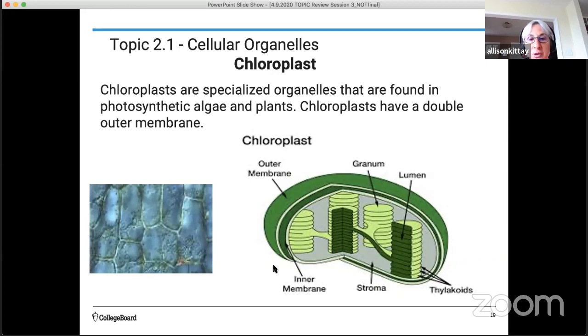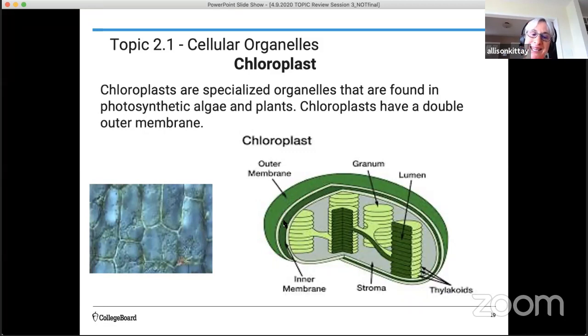Chloroplasts are specialized organelles that are found in photosynthetic algae and plants. They are the sites of photosynthesis. Chloroplasts have a double outer membrane. And I'm going to go into more detail when I start talking about the function. And then, of course, we have a whole lesson on photosynthesis. So you'll have a lot of practice with this structure. But for right now, I want you to see a similarity with the mitochondria, which is the organelle that I already discussed. The chloroplast also has a smooth outer membrane.